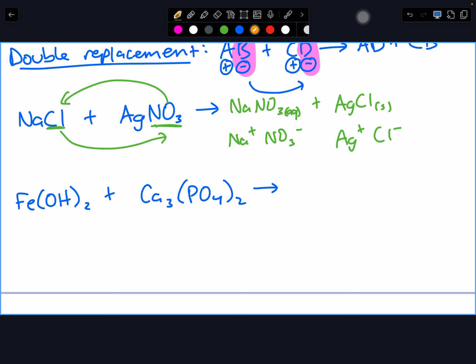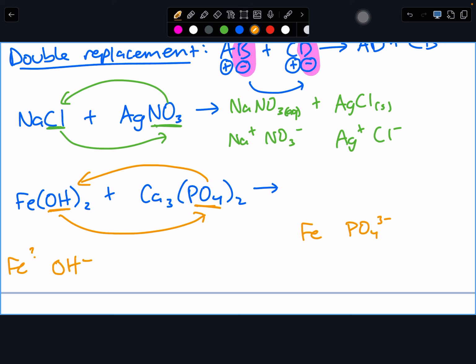Okay, so OH and PO4 switch. So now, Fe is with who? With PO4. Right, and what's PO4's charge? 3 minus. But wait, do you ignore that there's 2 PO4s? Yes, because where does the 2 come from? Ca. So OH is minus.